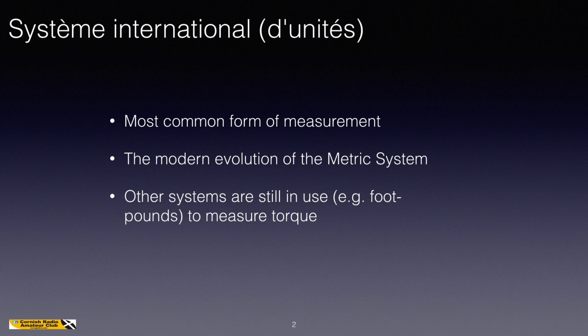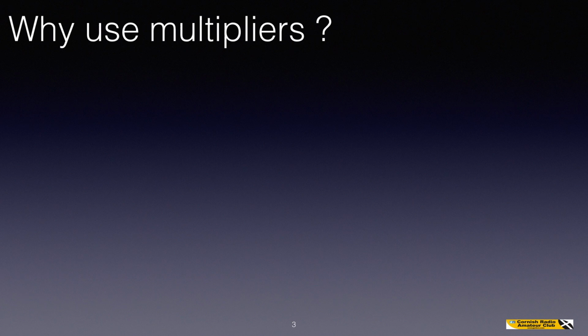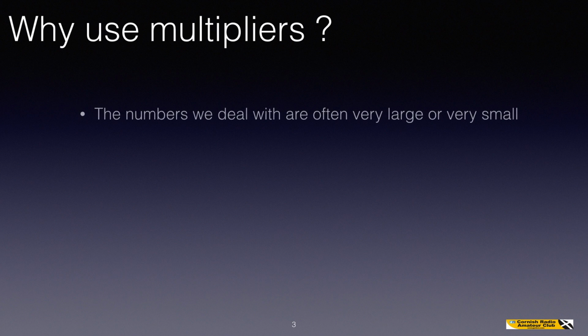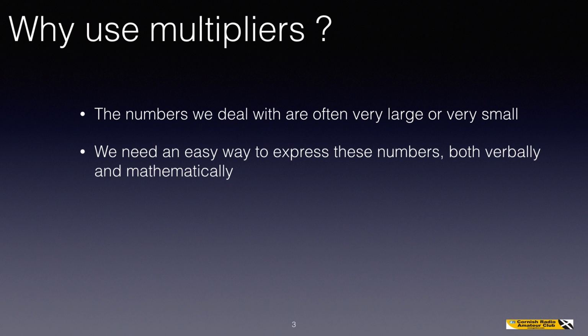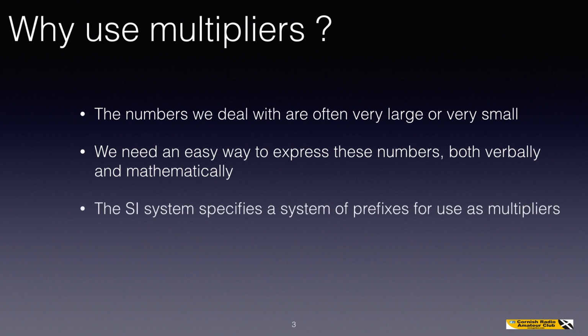So the SI system also has a system of multipliers. Why would we use multipliers? Well, we use it because the numbers that we deal with are often very large or very small. So we might talk about megavolts or picofarads. These are very large or very small quantities, and it's easy to express them if we have a common language. So we need an easy way to express these numbers, both verbally and mathematically. And the SI system specifies a system of prefixes for use as multipliers.